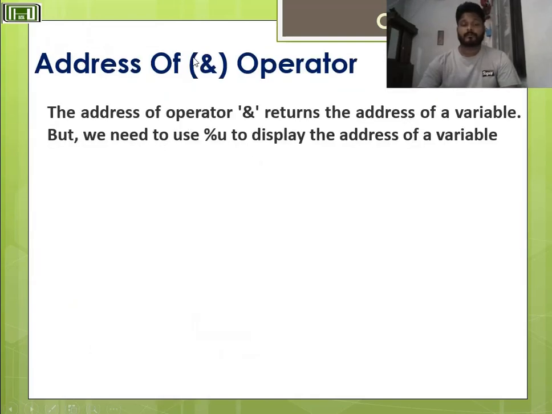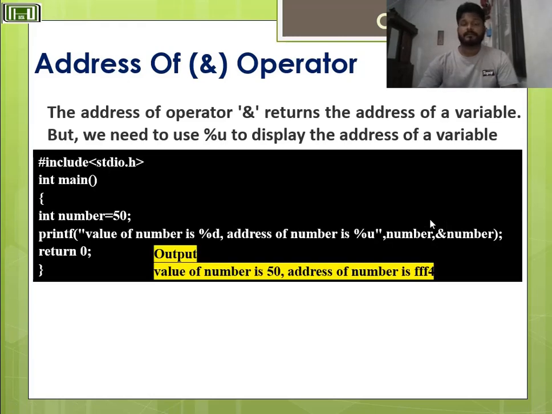Moving to the address-of operator, the ampersand operator. The address-of operator returns the address of a variable, but we need to use %u to display the address of a variable. Here is an example. #include <stdio.h>, int main, int number = 50, print value of number is %d, address of number is %u. Here the address-of operator is represented by ampersand. You will get the result like value of the number is 50 and address of number is FFF4, that is the address of the pointer variable.